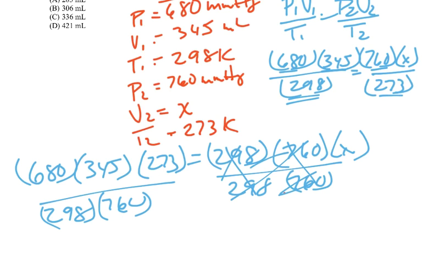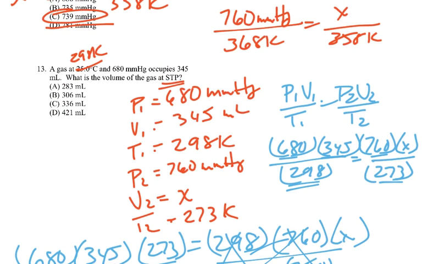Okay, so that's out of there. So x is equal to, I'm going to calculate. And when I do all this, 680 times 345 times 273 divided by 298 divided by 760, I get 282.787. 282, that makes 283 right there. That's my answer, 13.